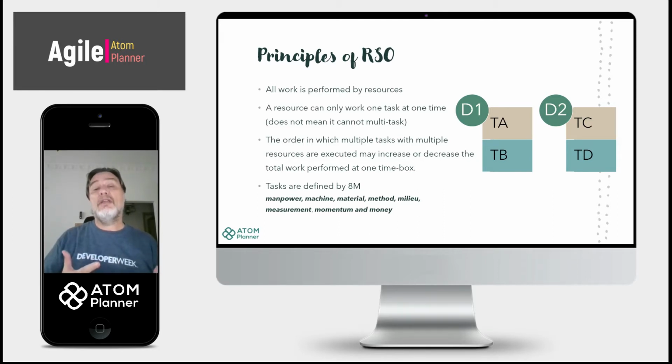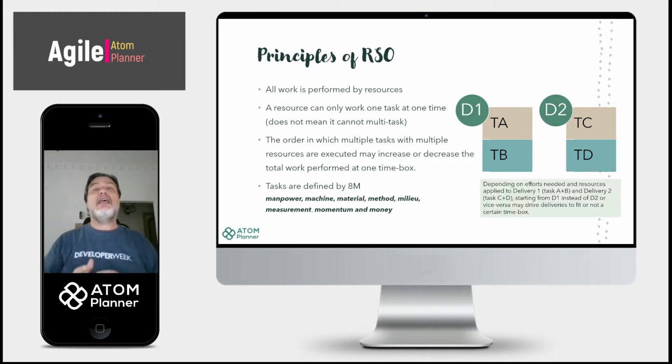Right? We start our journey to understand RSO and Agile with two deliveries. Delivery 1 is based on tasks A and B. Delivery 2 is based on tasks C and D. Depending on efforts needed and resources applied to Delivery 1, which is comprised of tasks A and B, and Delivery 2, which is comprised of tasks C and D, if we start from D1 instead of D2, we may have a different way in which all tasks fit or do not fit into a certain time box.